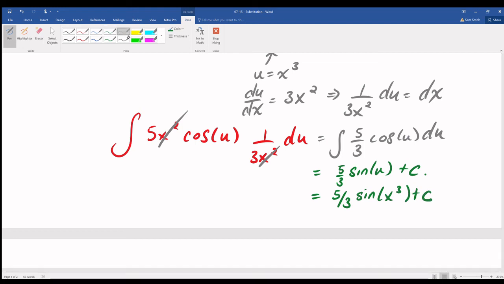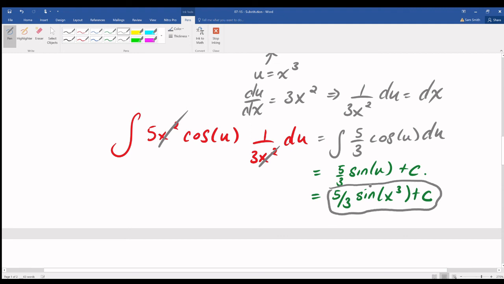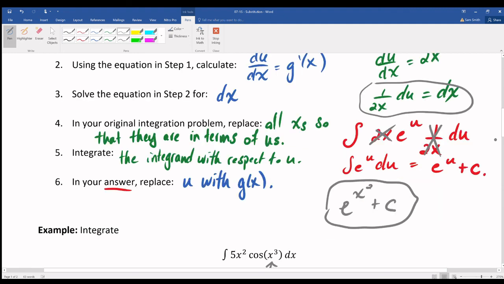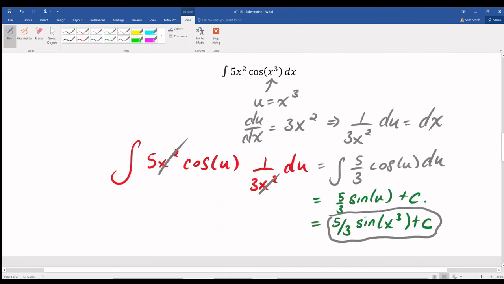And you can go back and you can check. If you take the derivative of this function, you will surely get the original 5x squared cosine x cubed as the result because of chain rule.